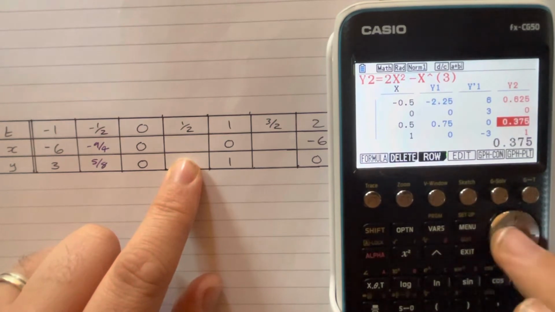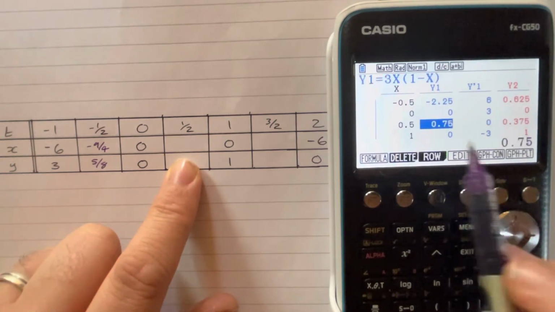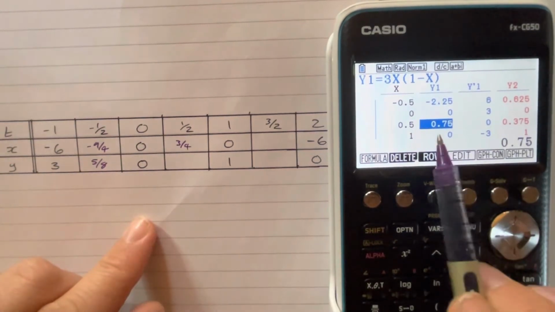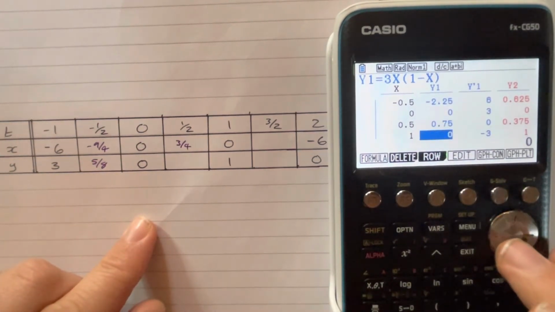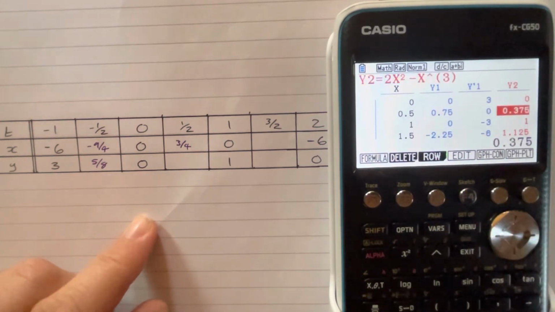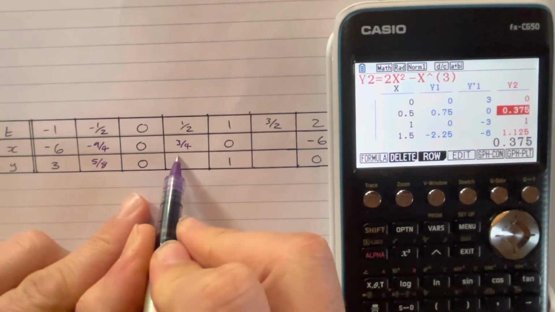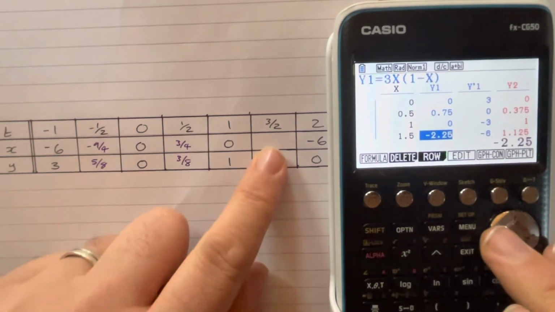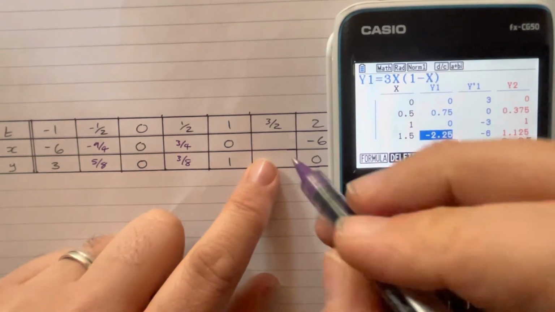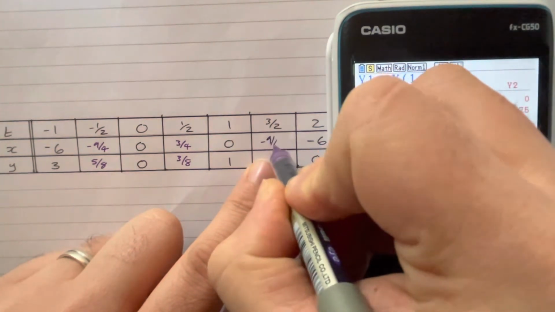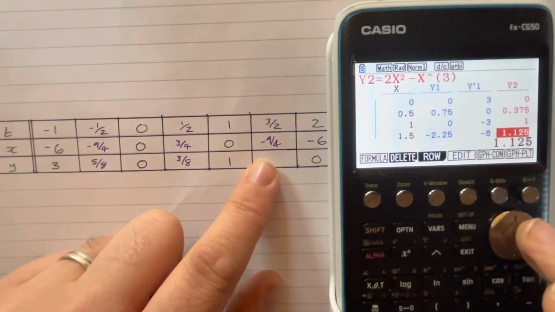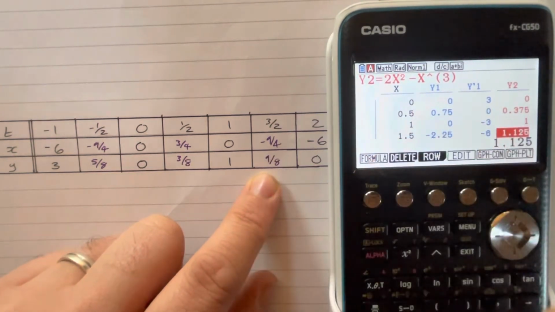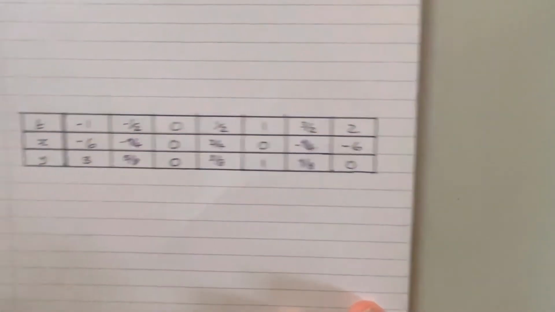Then at a half, x is 3/4, which actually we knew because that's the maximum value x is, and y was 3/8. And then at 1.5, x is -9/4, and y is 9/8. Okay, so that's going to give us more points to plot.